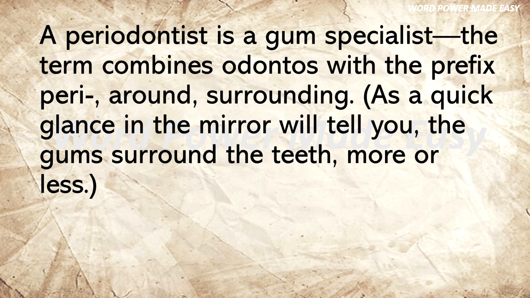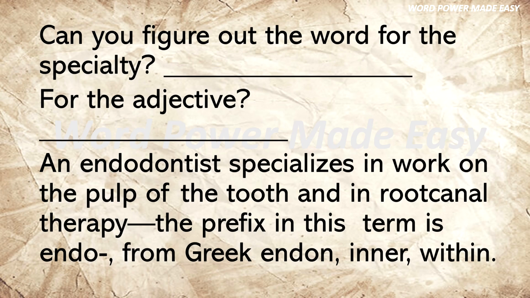A periodontist is a gum specialist. The term combines odontos with the prefix peri, around, surrounding. As a quick glance in the mirror will tell you, the gums surround the teeth, more or less. Can you figure out the word for the specialty? For the adjective? An endodontist specializes in work on the pulp of the tooth and in root canal therapy.